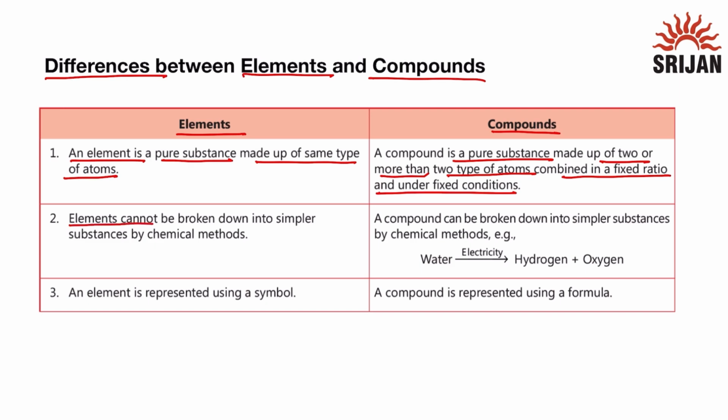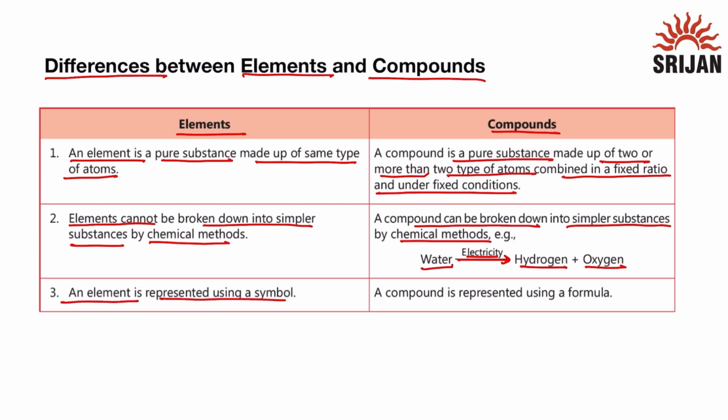Now, elements cannot be broken down into simpler substances by chemical methods, but a compound can be broken down into simpler substances by chemical methods. For example, water can be broken down with the help of electricity into hydrogen and oxygen, and this process is known as electrolysis. Now, an element is represented using a symbol.